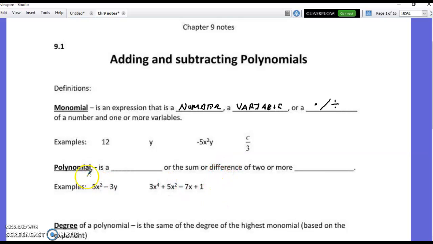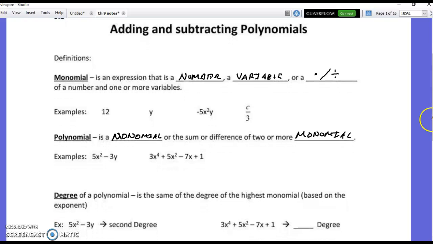So a polynomial is basically a monomial or a term, or the sum or difference of two or more monomials. So basically, if any of these are added or subtracted next to each other, you have what's known as a polynomial. And when there's two, there's binomial. If there's three, there's tri. But really, you can use the umbrella term polynomial to describe any of them.